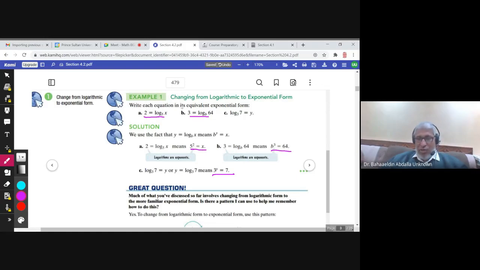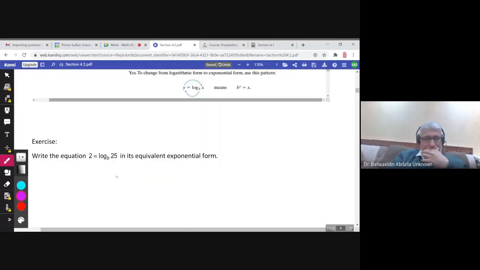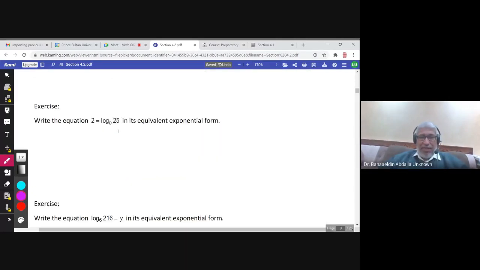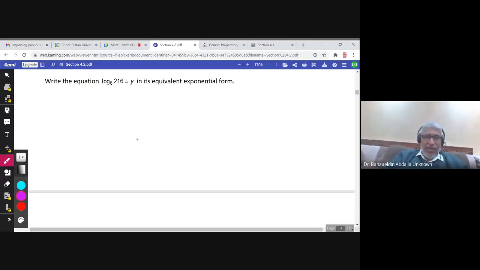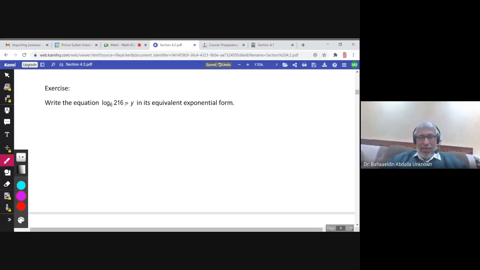Write each equation in its equivalent exponential form. Okay. Let's say, write this equation in its equivalent exponential form. This is logarithmic, change it to exponential. Who can answer? b to the power 2 equals 25. Well done. Another question. Write this in its equivalent exponential form. This is logarithmic. So 6 to the power y equals 216.